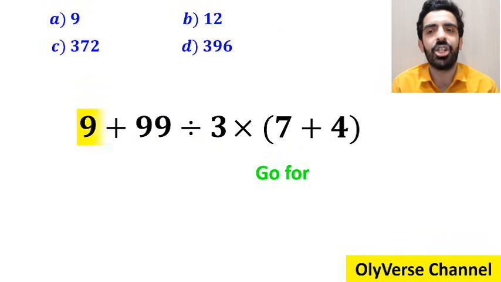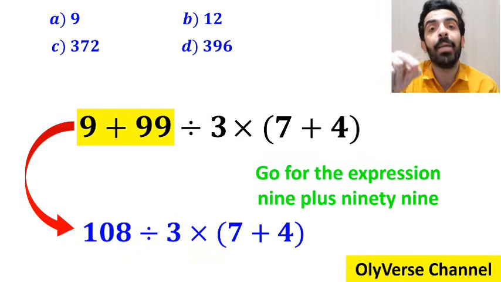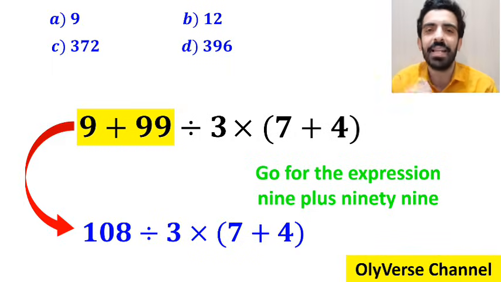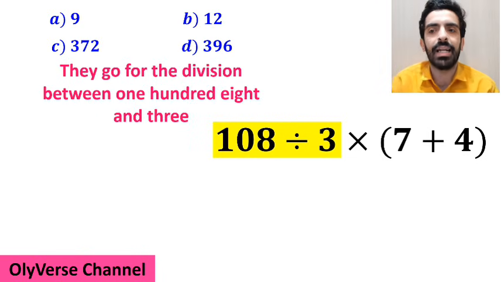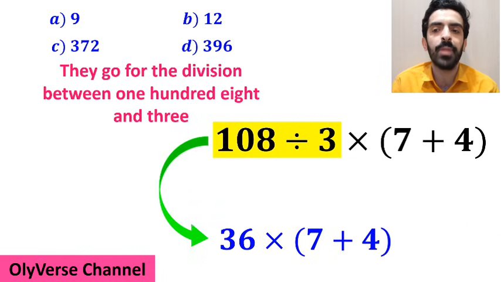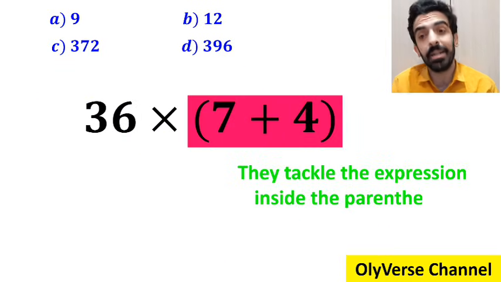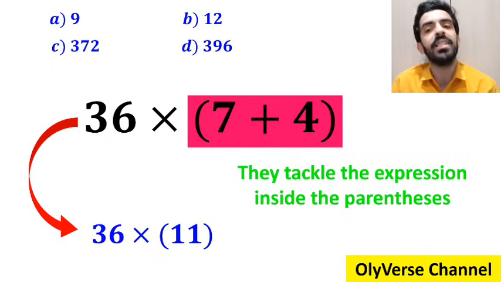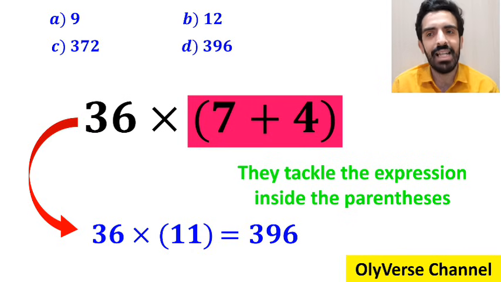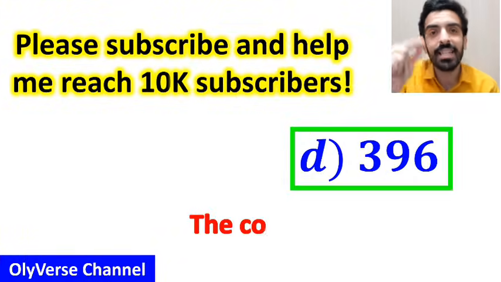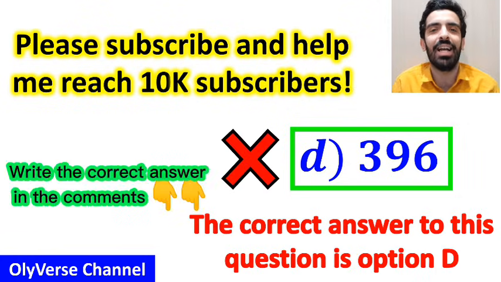Many people, when solving this question, first go for the expression 9 + 99 and write it as 108 ÷ 3 × (7 + 4). In the next step, they go for the division between 108 and 3, and this simplifies to 36 × (7 + 4). In the final step, they tackle the expression inside the parentheses and write it as 36 times 11, which ultimately gives them the answer 396. Then, without any hesitation, they quickly say that the correct answer is option D. However, it's not the correct answer to this question.